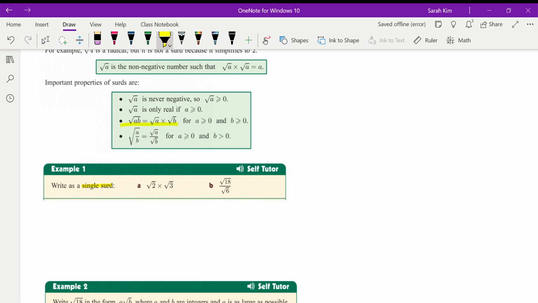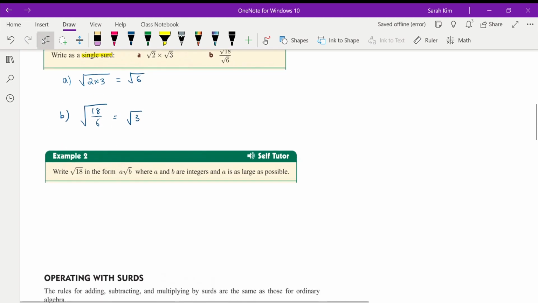As you can see, when they are separated, you can always combine them with a times sign as well. So your answer is going to be square root 2 times 3, which is square root 6. For B, you can combine them using the fourth rule over here. So it'll be 18 divided by 6, which is square root 3.